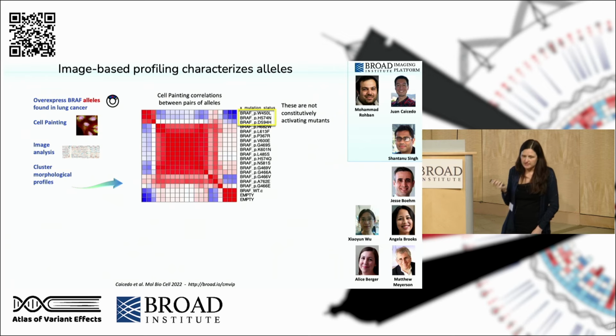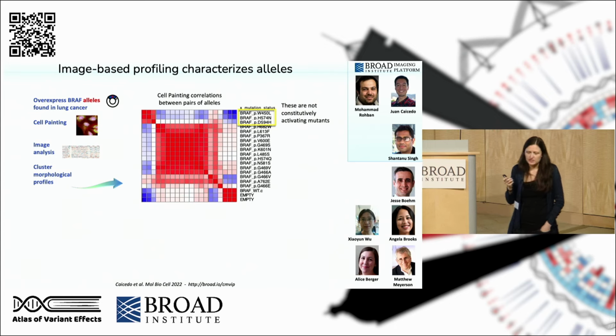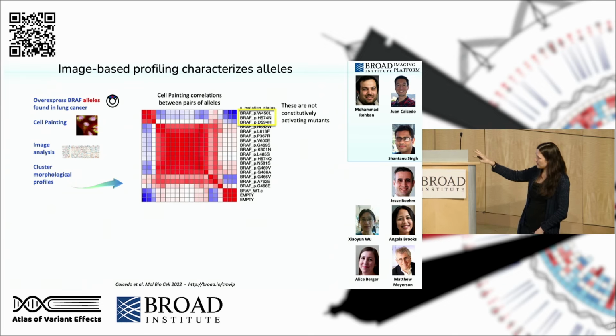But here, the second experiment I'll show you is based on overexpression. So now we are overexpressing a protein that either has a variant in it or has the reference version of a protein. And it's a really cool kind of experiment. Again, we're imaging the cells, extracting these numerical profiles, and then clustering them. In this case, the clusters are across the diagonal.